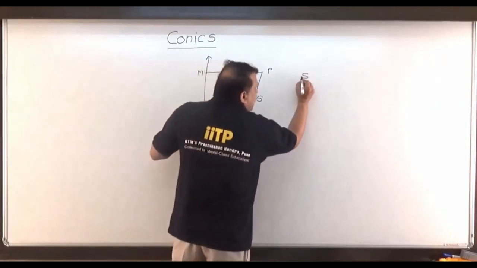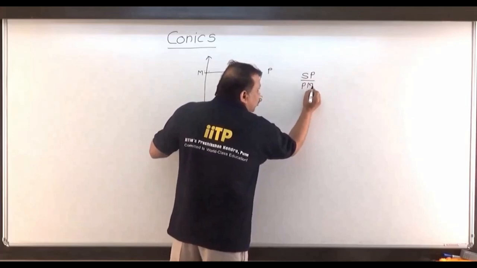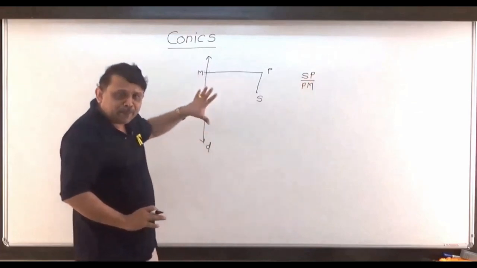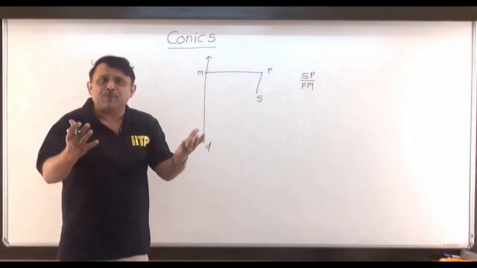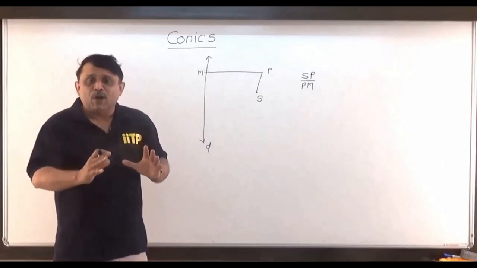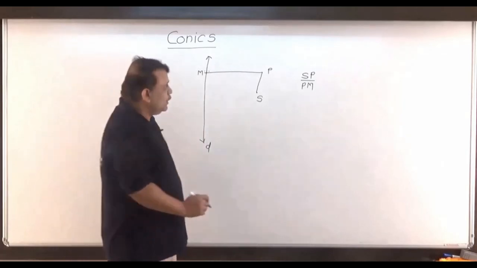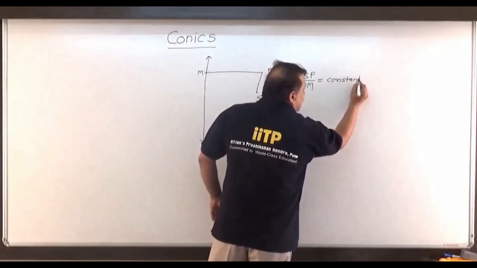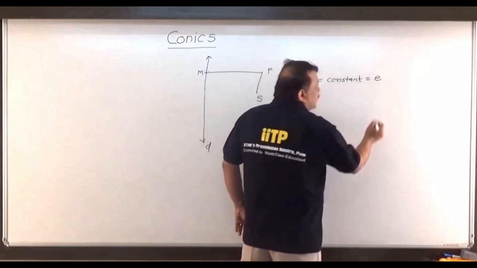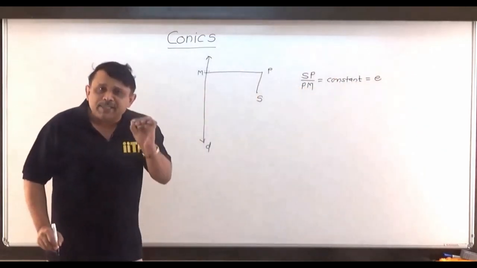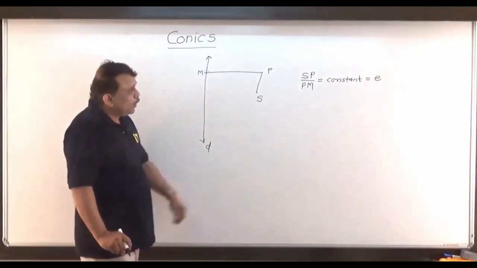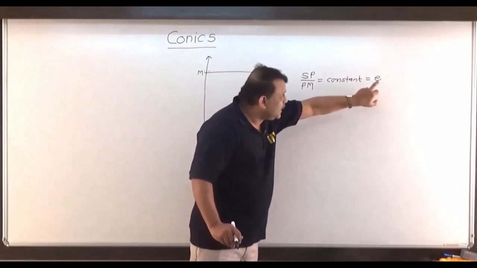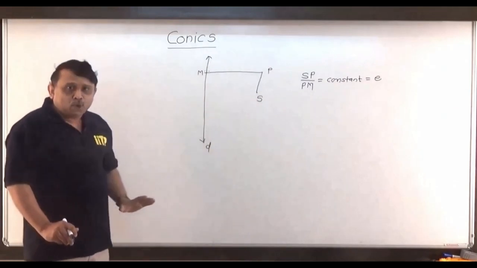If SP upon PM, this ratio, remains constant for all positions of the point P in the plane, then the set of all such points P, when we see them together, is called a conic or conic section. So, SP upon PM is constant, and this constant is denoted by the letter E, called the eccentricity of the conic. So, SP upon PM is equal to constant. The constant is denoted by E. This E is called the eccentricity of the conic.